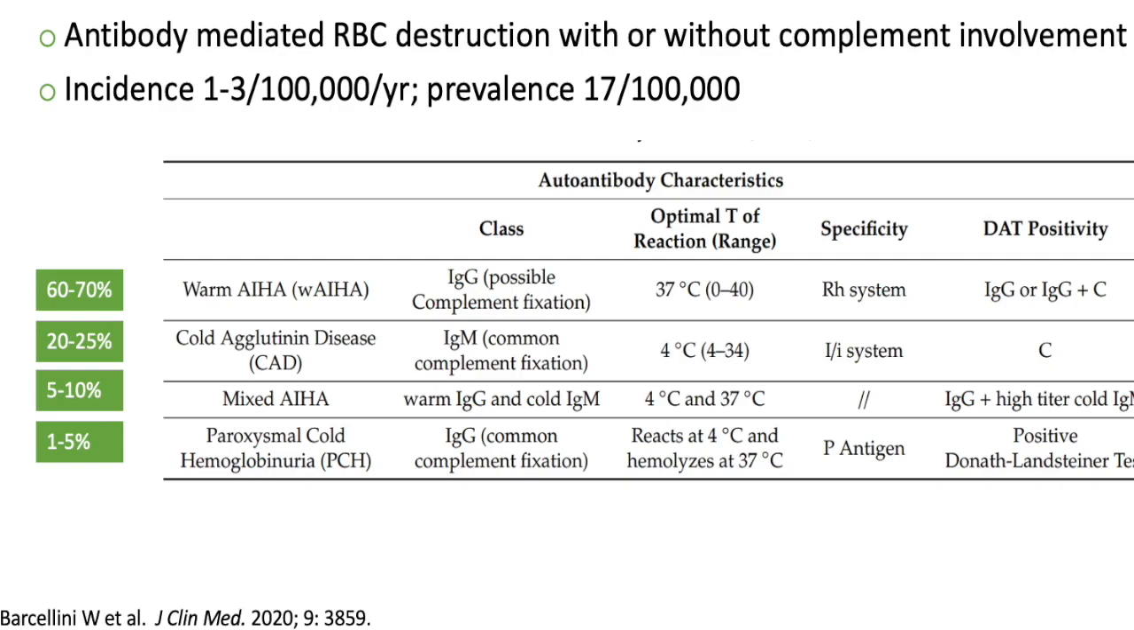Less common is mixed autoimmune hemolytic anemia. Mixed autoimmune hemolytic anemia refers to warm autoimmune hemolytic anemia with presence of clinically significant cold agglutinin. So you will have both warm IgG and cold IgM with reactivity at 4 degrees and 37 degrees. In a direct antiglobulin test, you will see IgG as well as high titer cold IgM.